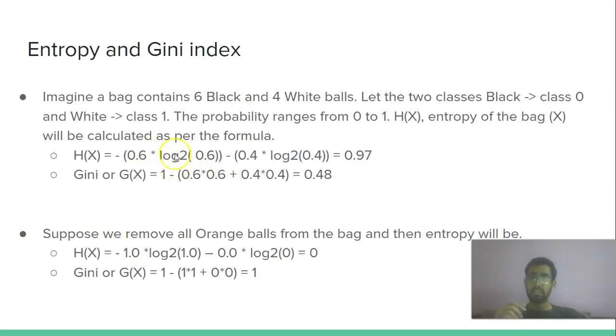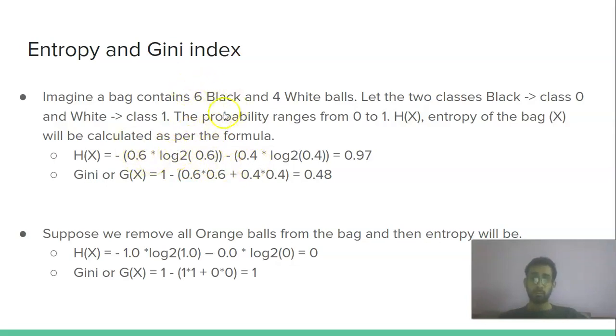So let's say an example. Imagine there is a bag with 6 black balls and 4 white balls. What is the entropy in that particular scenario? Entropy, as I said, is the negative of the probability times the log of probability. The base of the log is 2 in entropy here.